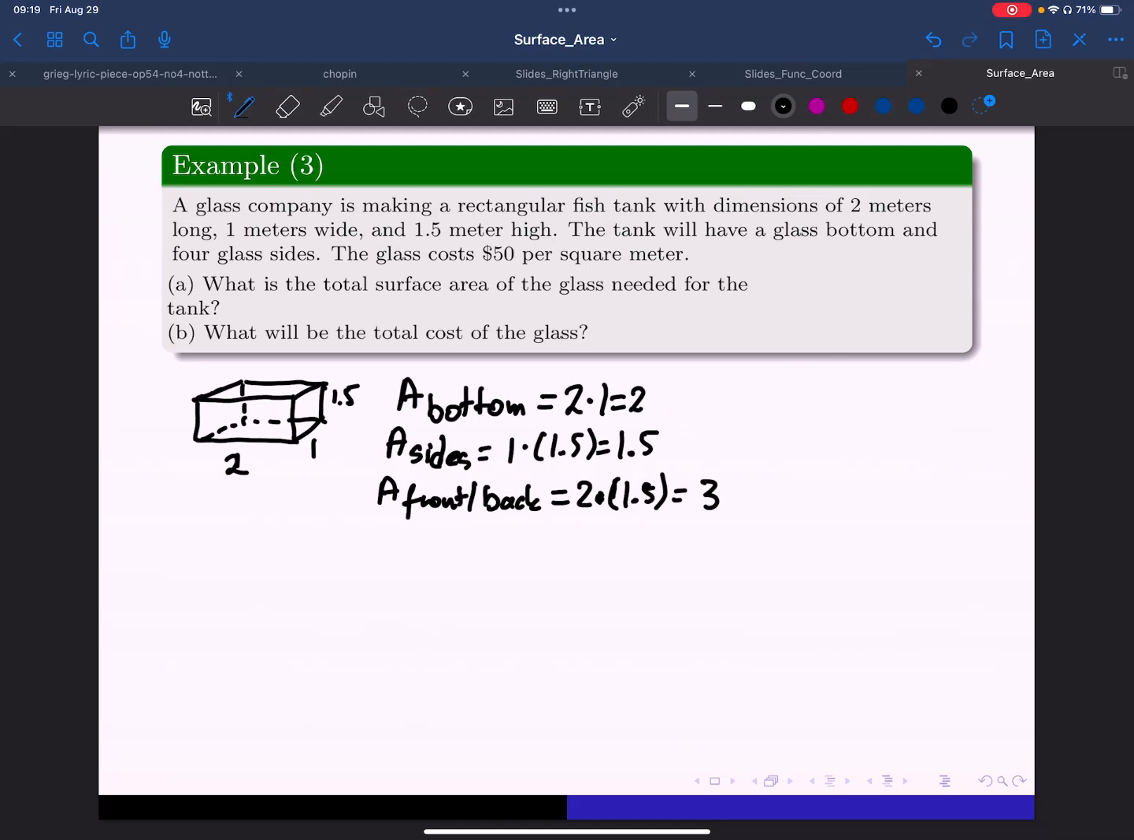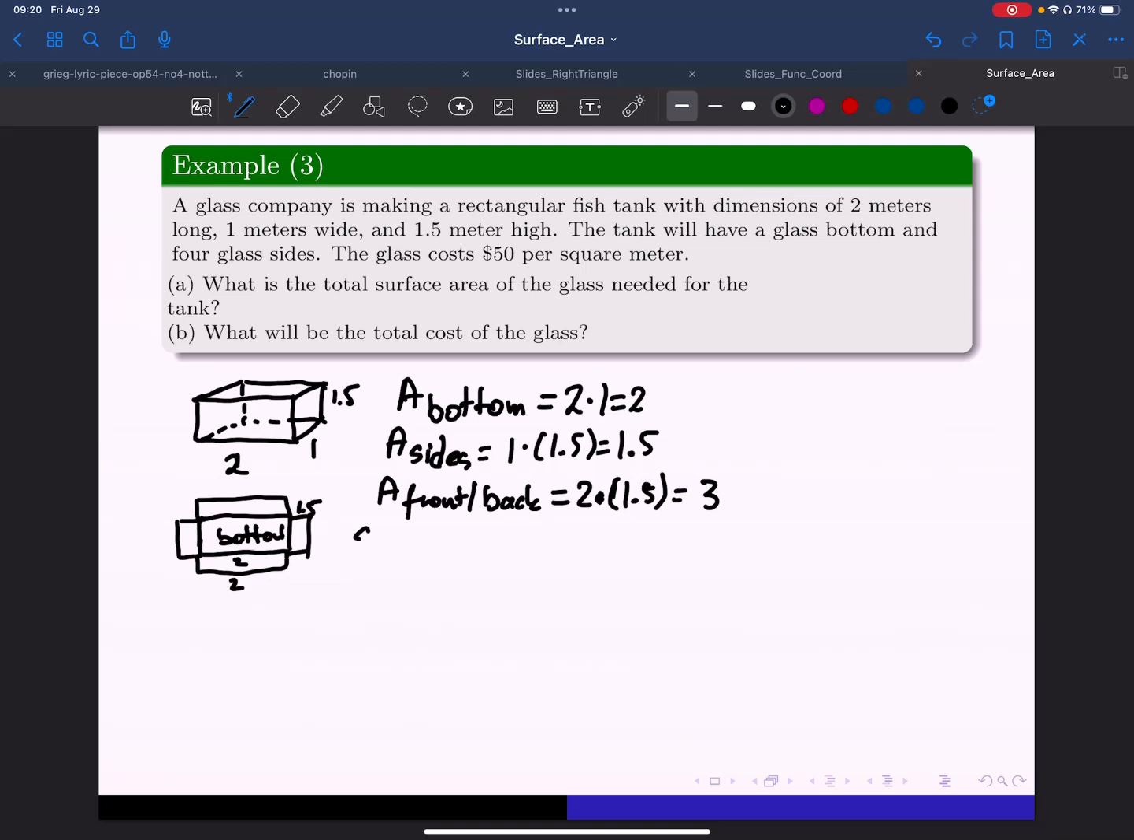If we would like to make the net out of that to see it more correctly, that would be my bottom. And then we have the sides right here. And then we would have the front and back, right? So front, this is 2, this would be 2. And then this side would be 1. And the height is 1.5 right here.